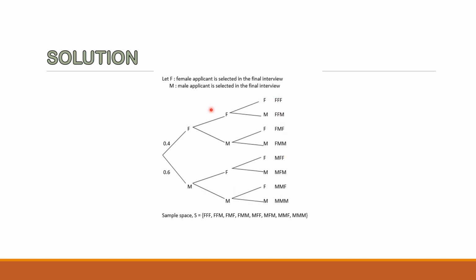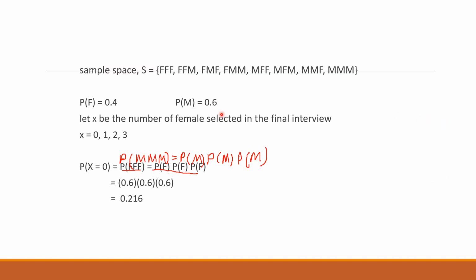First, we get female, female, female. The second outcome is female, female, male. The third outcome is female, male, female, and so on. So altogether, there are 8 outcomes. From these outcomes, we list down in a form of set and we call it a sample space.